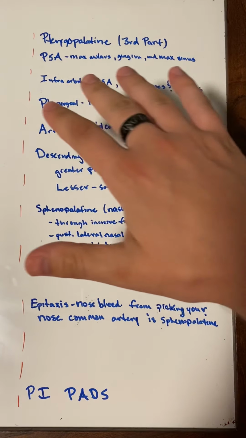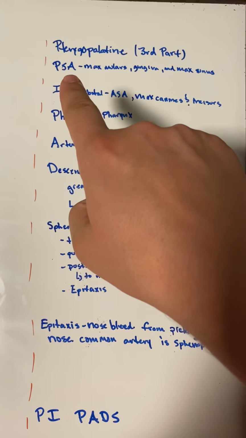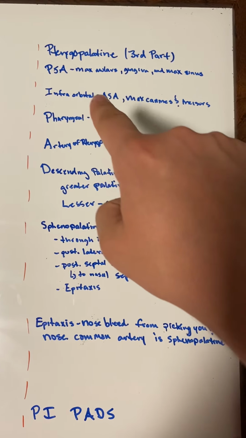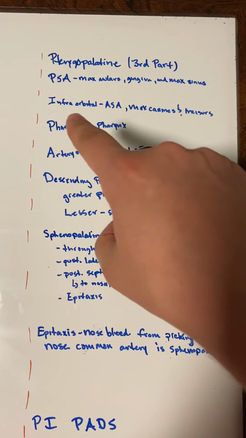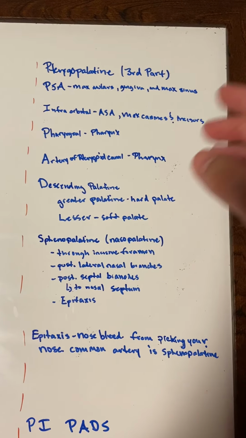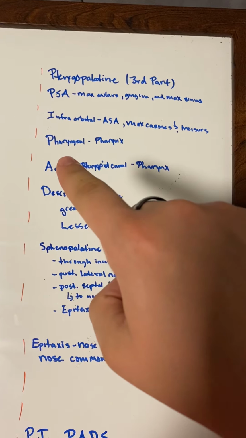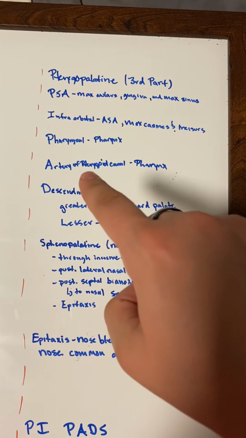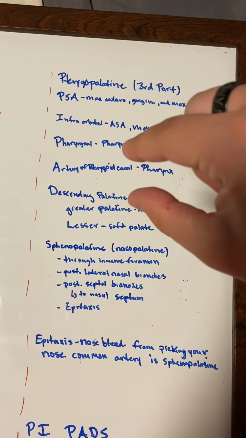So this is probably the hardest one. The pterygopalatine, which is the 3rd part. So it has the PSA, and if you look here, it has that ASA, right? So these 2 kind of match up. PSA is the maxillary molars and the gingiva and the maxillary sinus. The infraorbital has the ASA, and it's the maxillary canines to the incisors, and I would assume it's part of that maxillary sinus. The pharyngeal would be the pharynx, and the artery of the pterygoid canal would be the pharynx. So we have these teeth ones, and then we have the pharynx ones.